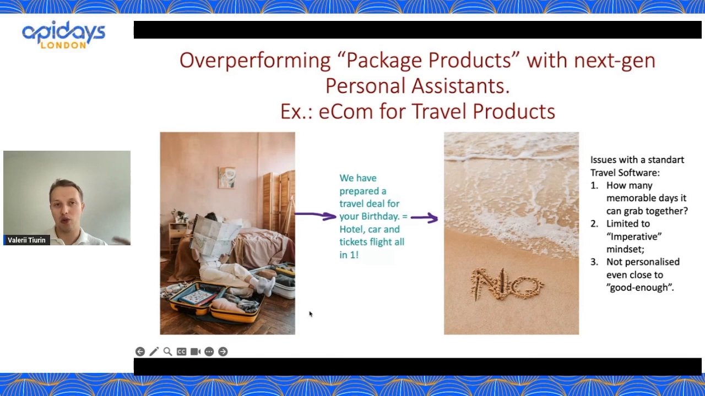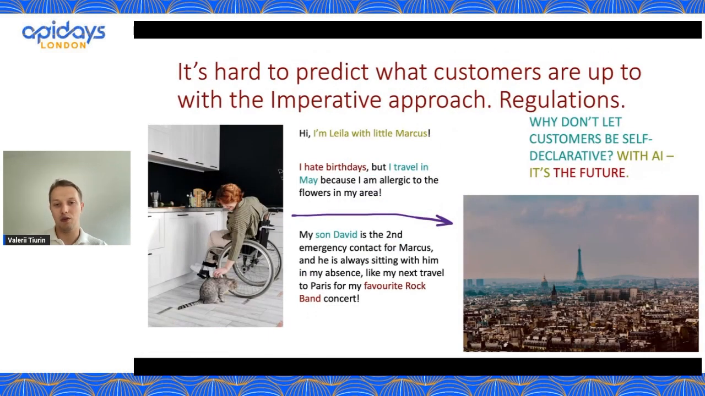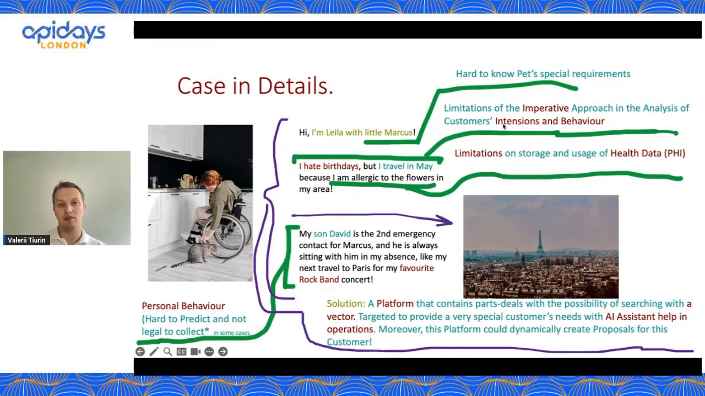So what we can do is, first, look at our case study, and second, I will propose a solution for how I see the changes in the future with the assistant. So I will read the story for you. Our customer says: Hi, I'm Leila with little Marcus. I have a birthday, but I travel in May because I'm allergic to the flowers in my area. My son David is the second emergency contact for Marcus, and he is always sitting with him in my absence, like on my next travel to Paris for my favorite rock band concert. So why not let customers be self-declarative to provide possibilities for the future? And let's look at this case in a little more detail.